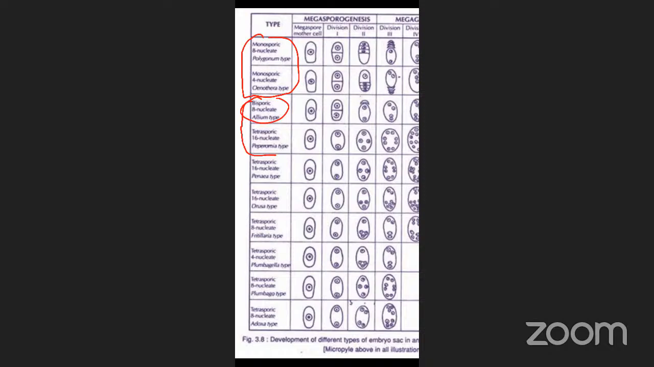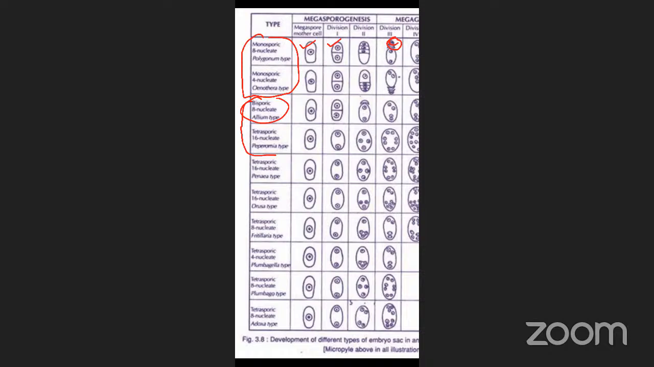In monosporic development, let's see the megasporogenesis. This is the megaspore mother cell. You can clearly see meiosis 1 given here. As a result, 2 nuclei are formed. Meiosis 2, 4 nuclei formed. We can observe after formation of 4 nuclei, at the micropylar side, 3 nuclei degenerate. Only one remains. This one nucleus further divides by mitotic division, another mitotic division, and a final third mitotic division, which finally forms the embryo sac.